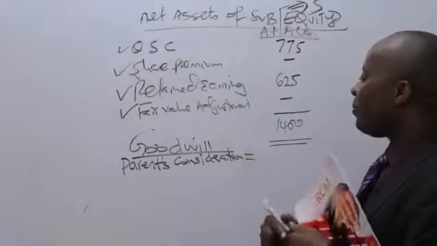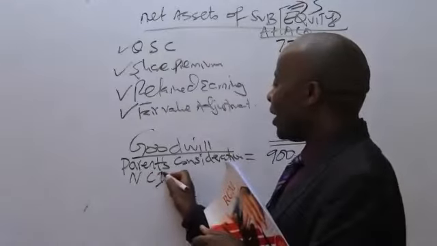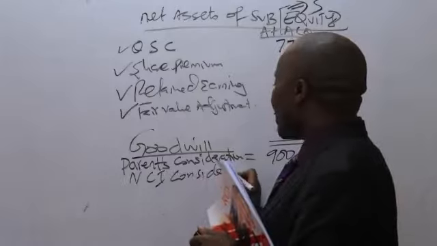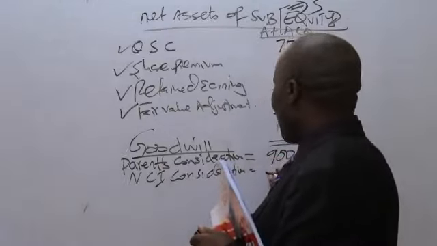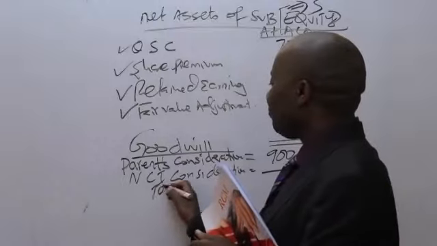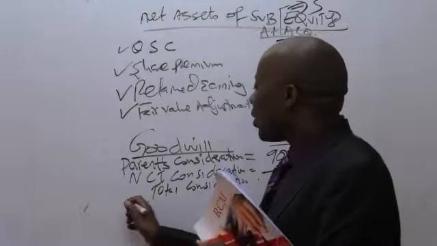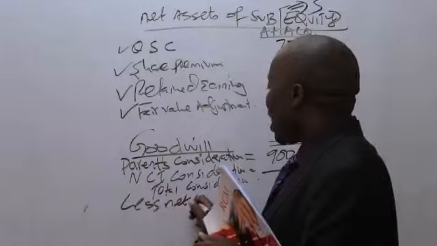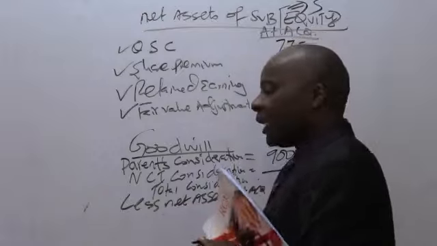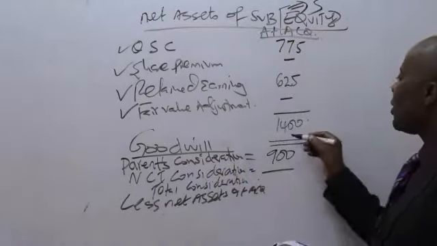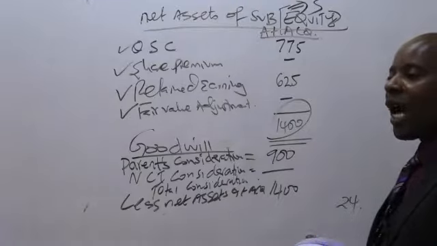So in this case here, we have the parent's consideration, unaandika 900. Alafu unakuja unasema, remember the parent never bought everything. NCI's consideration, kwanza unawacha space. So unakuja unasema hapa total consideration, kwanza unaiwacha. Unakuja unasema hapa chini, less net assets at acquisition. Are you able to see the net assets at acquisition? Net assets at acquisition ndizo hizi, ni 1,400.